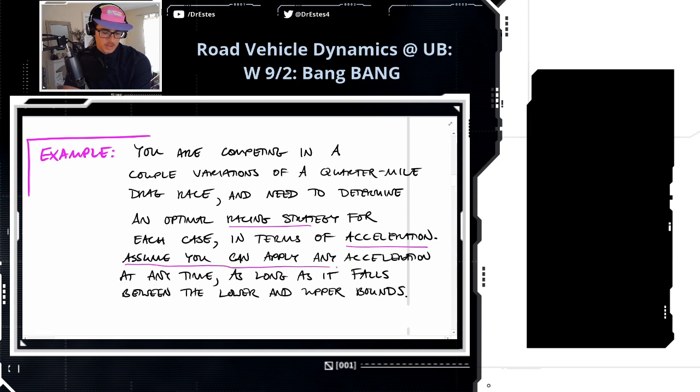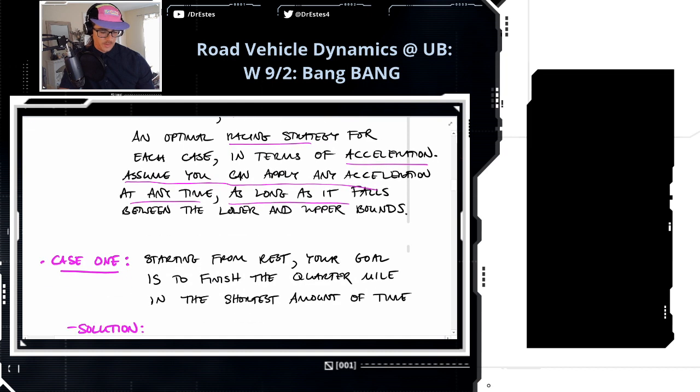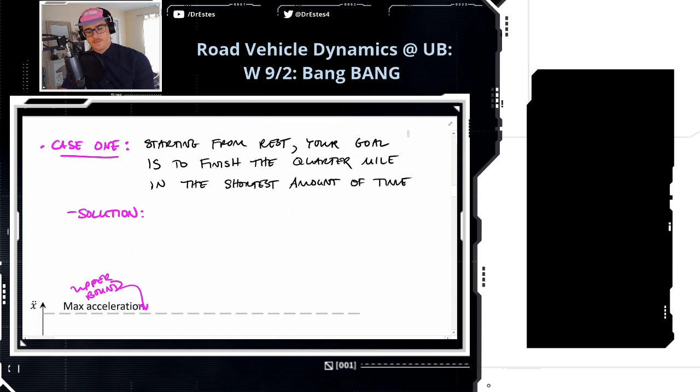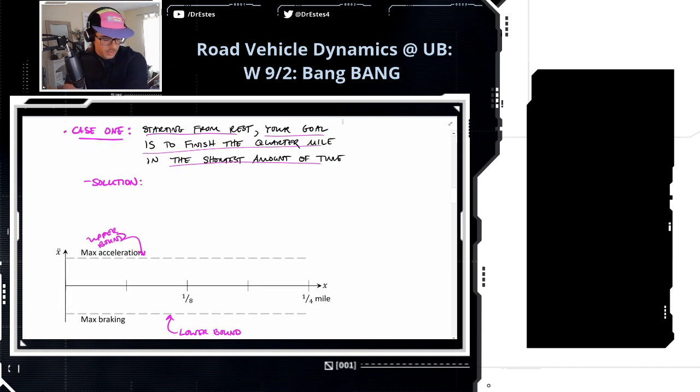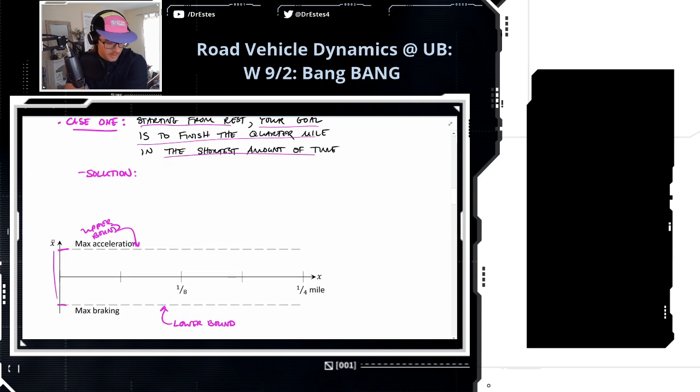The rules are, assume you can apply any acceleration at any time as long as it falls between the lower and upper bounds. And this will make more sense because I have a little figure you can follow along with. Okay, so here is the first race. Starting from rest, your goal is to finish the quarter mile race in the shortest amount of time. If you look at the vertical axis, we have acceleration, and here's the upper bound, which is maximum acceleration. Here you have the lower bound, which is negative, and that's when you're braking.